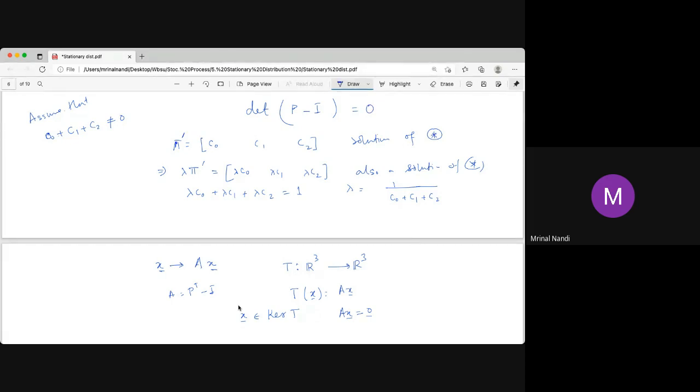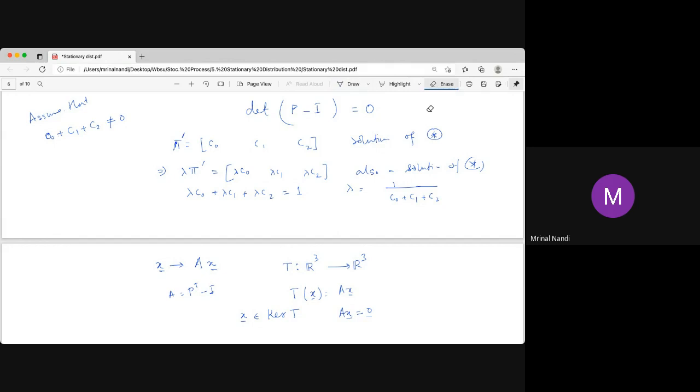So if the rank is 2, then the nullity is 1. So the kernel is a one-dimensional subspace, and in a one-dimensional subspace you have exactly one vector whose coordinate sum is 1. If the rank of P transpose minus I is 1, then the nullity is 2. That means a two-dimensional subspace, and there you have infinitely many vectors whose coordinate sum is 1. So the question is whether the rank is 2 or 1.